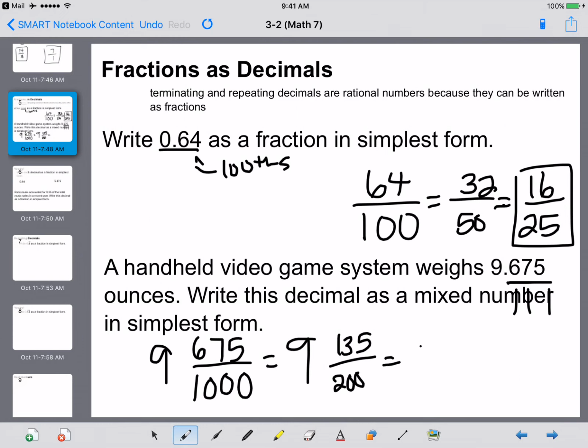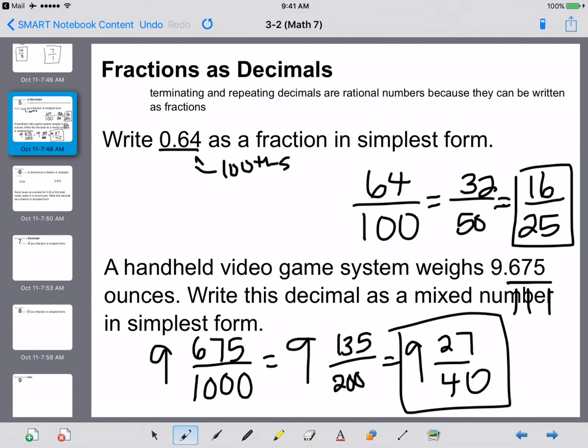We can go by 5 again. 135 divided by 5 gets us 27. And 200 divided by 5 gets us 40. And I think that's where we're going to stick. So there's our answer in simplest form.